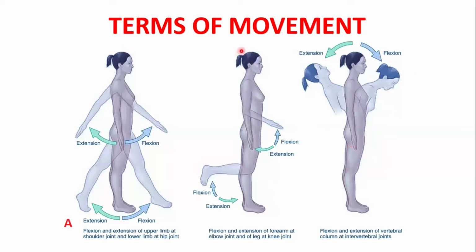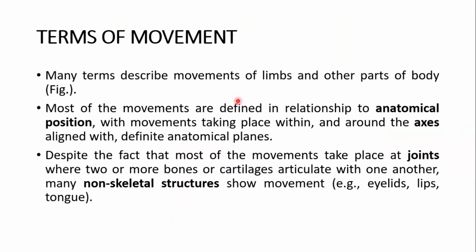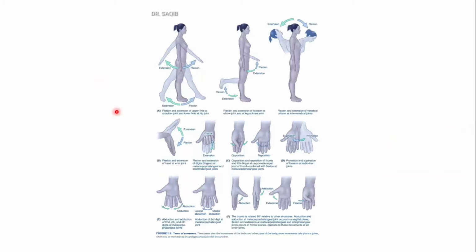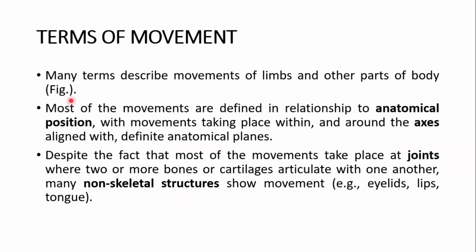I will discuss with you the terms of movement, a very important topic of general anatomy. Many terms describe movements of the limbs and other parts of the body, right? You could see this. These are all movements of the body and the limbs, and I will discuss them with you one by one with the picture.